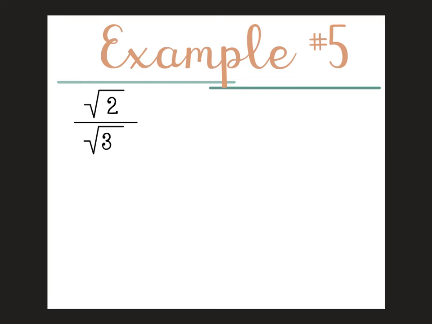For example 5, I would check the fraction first, 2 over 3. It can't be simplified, it's already as simplified as possible. So next I just want to start by rationalizing the denominator. And I do that by multiplying by square root of 3 over square root of 3. Multiplying across the numerator, square root of 2 times square root of 3 is square root of 6. Square root of 3 times square root of 3 is 3.